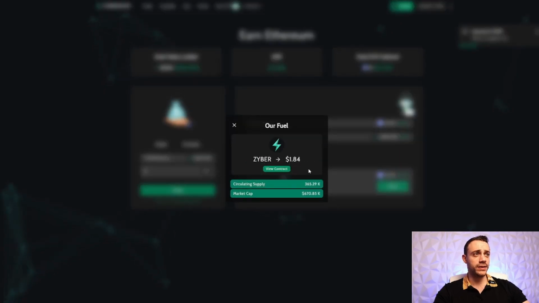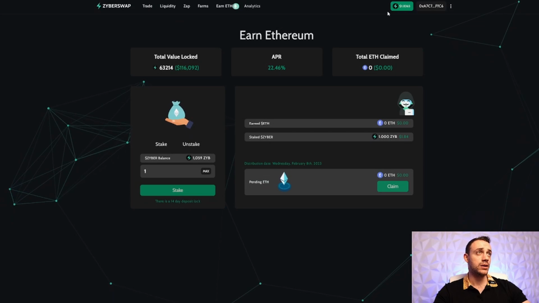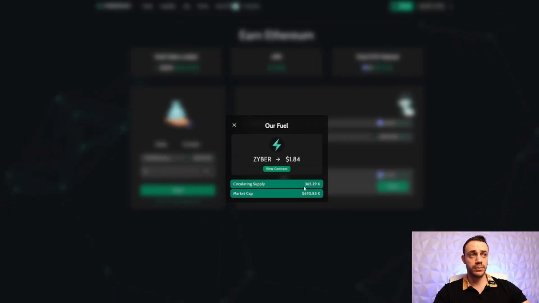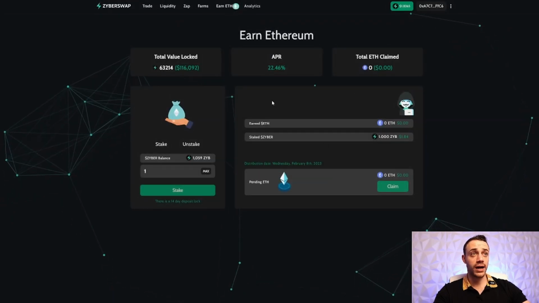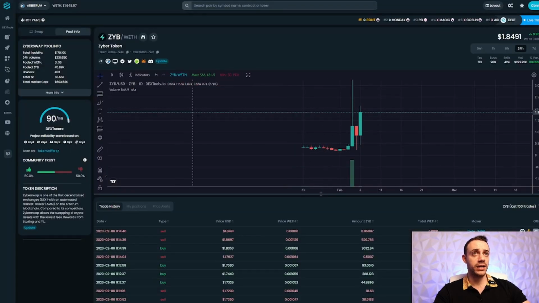And if we take a look at this right now, the market cap is 670K and the circulating supply of the ZYB tokens is 365K at the current moment in time, right? There are emissions. When you provide liquidity, you get rewarded in ZyberSwap tokens. So the total circulating supply is going to be going up over time, but this is still extremely early. And you're still getting in underneath a $1 million market cap here.